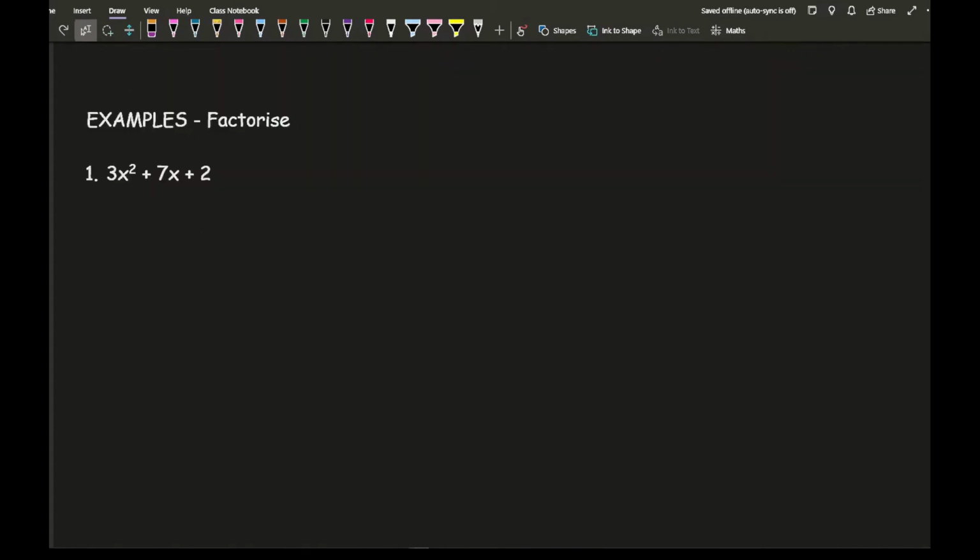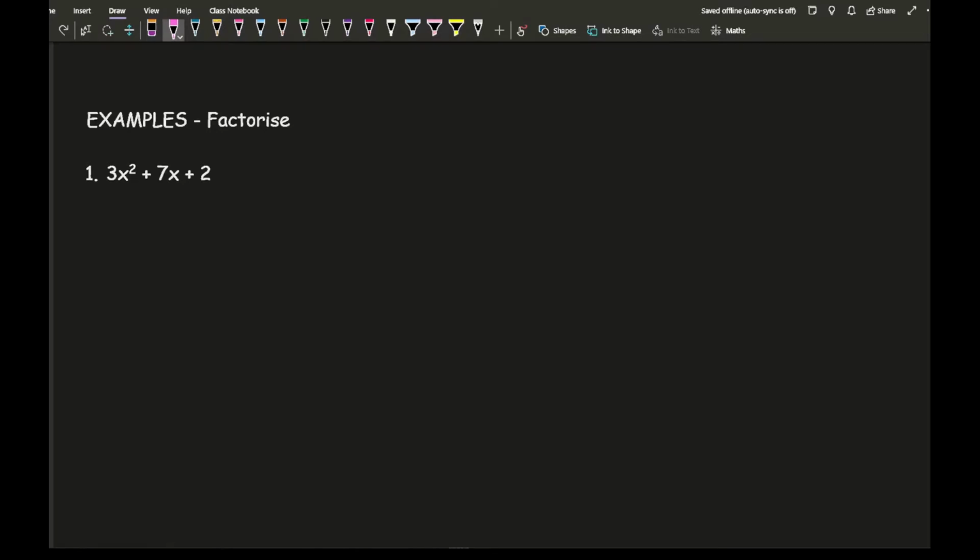So now let's have a look at some example questions. Once you feel comfortable with the method, then feel free to pause the video, have an attempt at the question on the screen, then unpause to see if you get the same answer. So looking at question 1, it says we need to factorize 3x squared plus 7x plus 2.